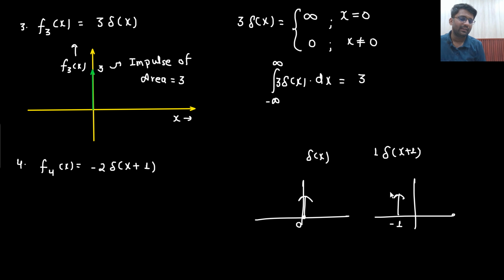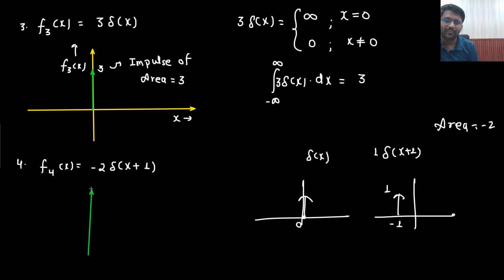But here, what is the area? Area is 1. But now, how much area will you get? Here, the area was 1, but now the area is multiplied with minus 2. So, what will the area be now? The area will become minus 2. So, how will you show the minus 2 area? That means you will show the impulse in the downward direction.